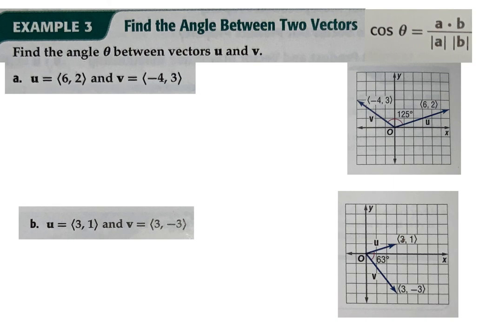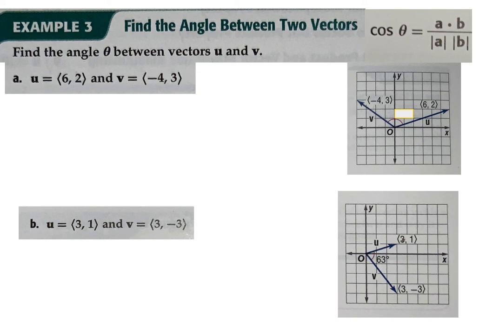Find the angle between vectors u and v. Obviously, when you give something like this, they're actually not going to give you the angle. So you would have the vectors, maybe not on a graph, but you're welcome to draw them on a graph.